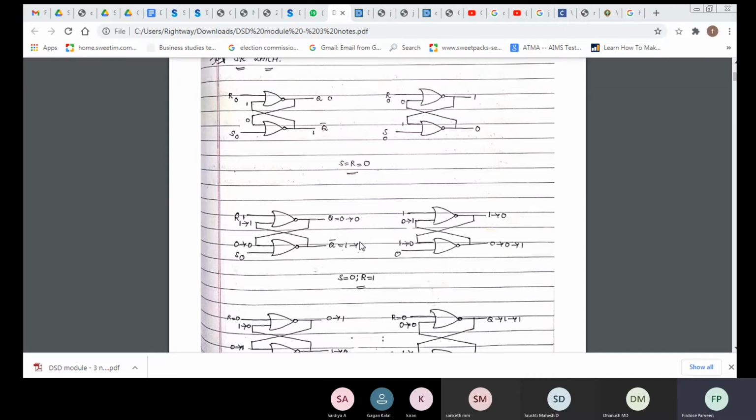So now suppose Q is equal to 1 and Q bar is equal to 0, for the same thing, that is when S is equal to 0 and R is equal to 1. So we have taken the previous state as 1. So this 1 comes here. When this 1 comes here, so 0, 1, what will you be getting as output? You will be getting output as 0 only. So this 0 will go here. So when it goes here, 1, 0, what happens? 1, 0 means it is 0. So previous state was 1. Now it has changed to 0.